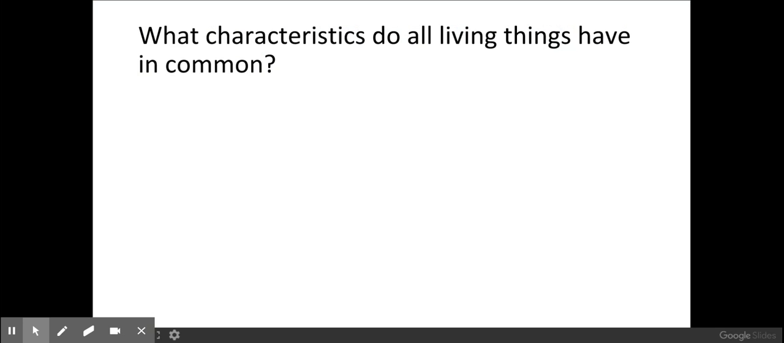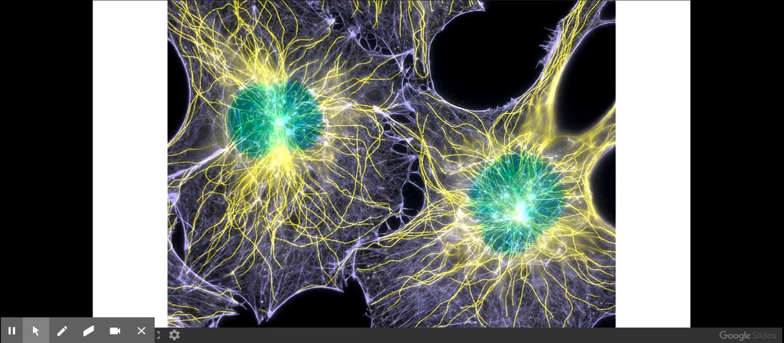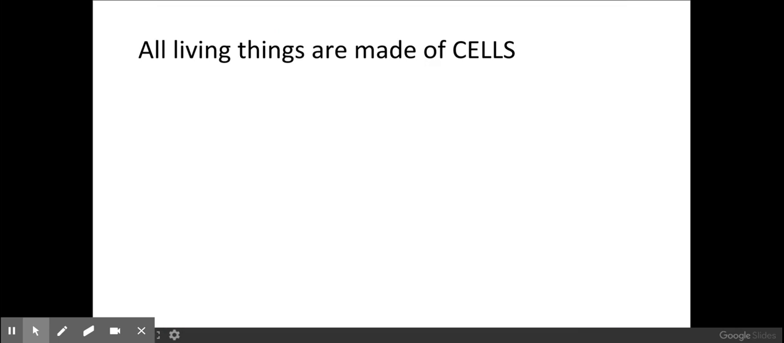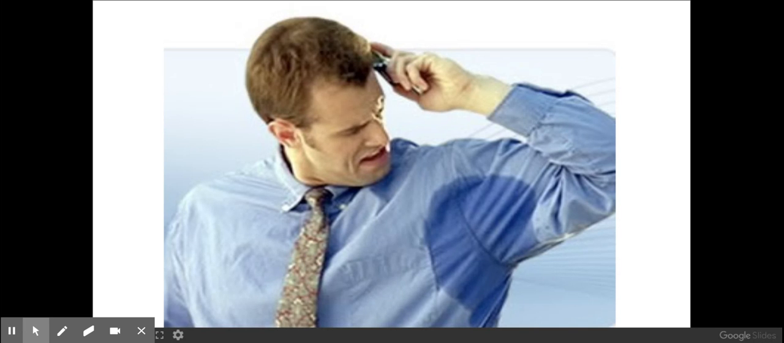So we're going to kind of play a game. I'm going to go through and show you some pictures, and I want you to try to guess what you think those pictures represent. At the end, I'll give you the answer. All right, so here's your first one. All living things are made of cells. How about this?